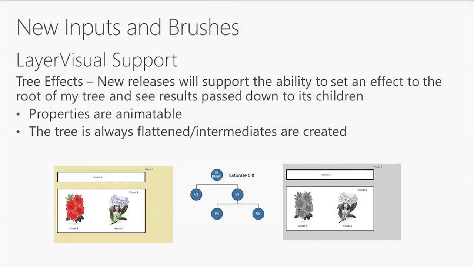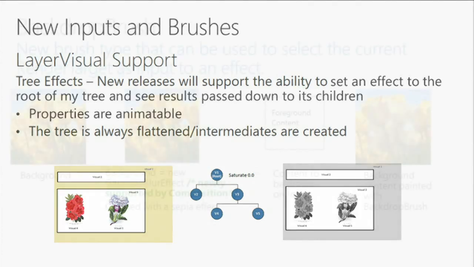Starting with new inputs, we have support for layer visual. Layer visual works as applying effects to trees or subtrees of content. Previously, with an effect brush, you could only apply effects to the node or single visual of content in your tree. Now you can put an effect at the root of your tree of content, and that effect can be pushed down through the entire tree. So all of its children have effects applied to them. As you can see here, I have my flowers, my entire scene. I set saturation at the root, and everything on my screen has the color sucked out of it.